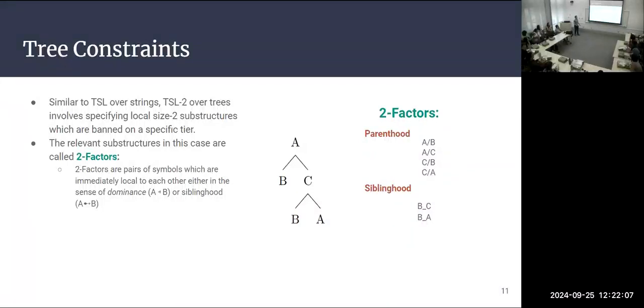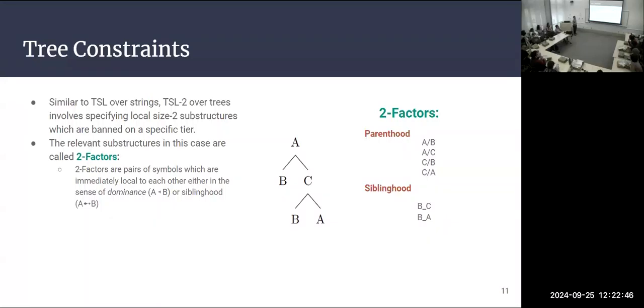So then we want to be able to say, okay, we can project a tier on the tree, and then, similar to TSL over strings, we want to specify k-size substructures. In this case, we're looking particularly at TSL2, so substructures of size 2 that we can either say are allowed or not allowed in our language. This is similar to saying, oh, the SS bigram is banned. Over trees, we're going to call these two factors, and they consist of pairs of symbols which are immediately local to each other.